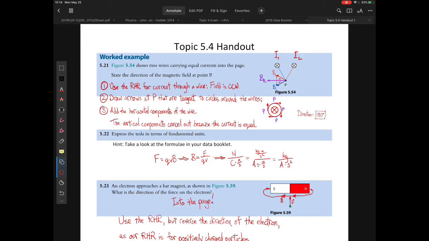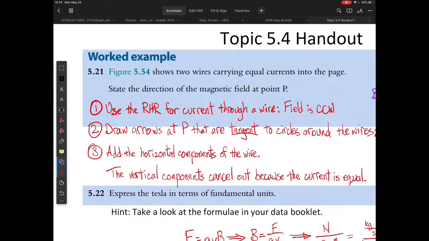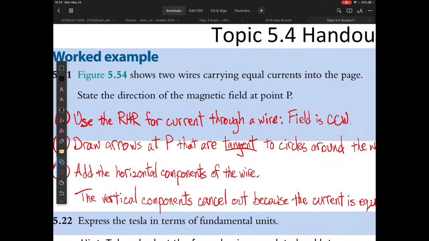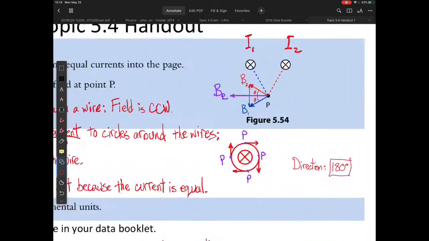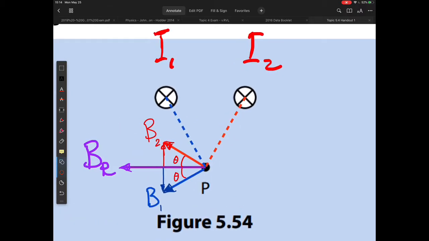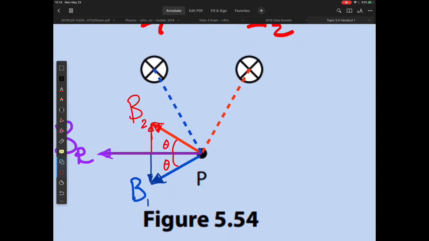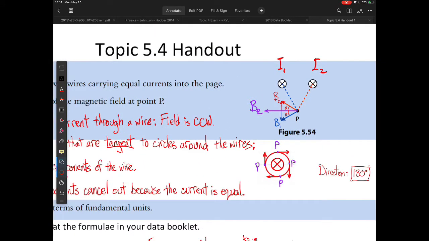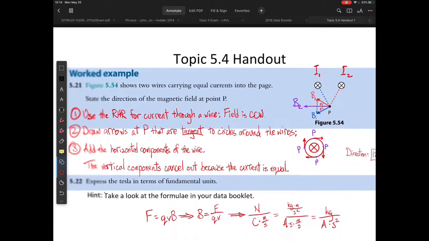One more video. Today we're going to go over topic 5.4, magnetic fields. Our first problem shows two wires carrying equal currents into the page, and we're asked to find the direction of the magnetic field at point P. So when we take a look here, we'll find that we have two wires, and we have to make one pretty big assumption, and that is that point P is equidistant from both wires. That's not defined by the problem, so we have to make that one assumption, but once we do that, that's the last piece that we need to solve this problem.